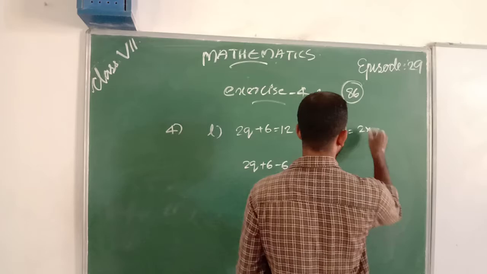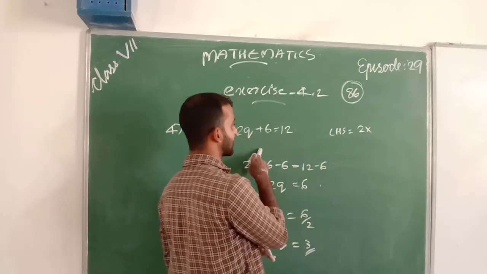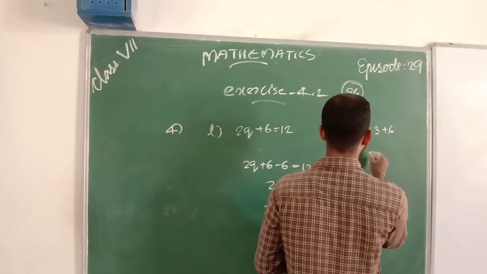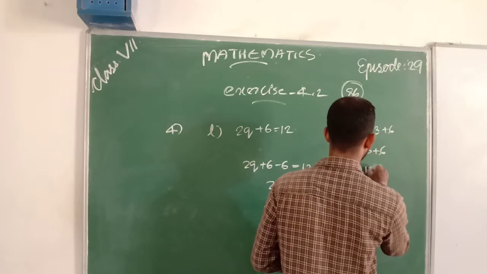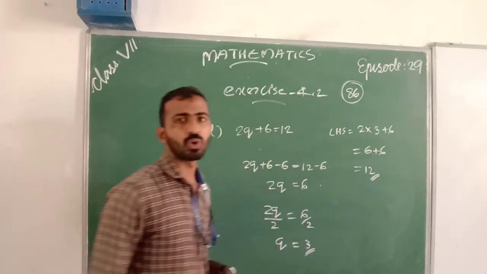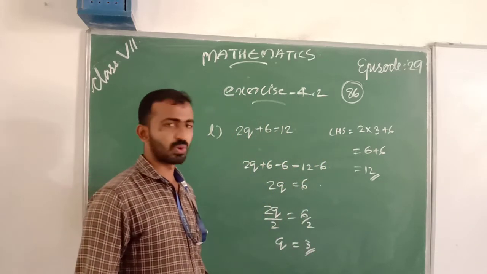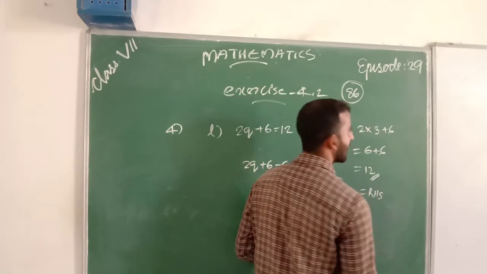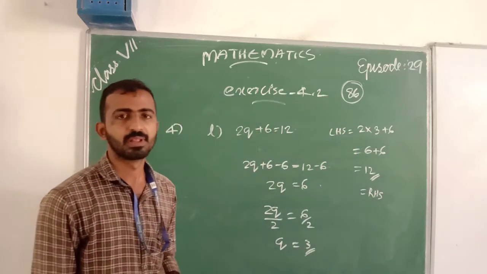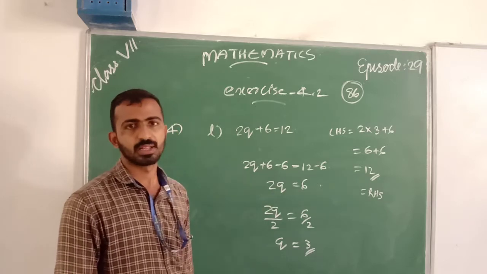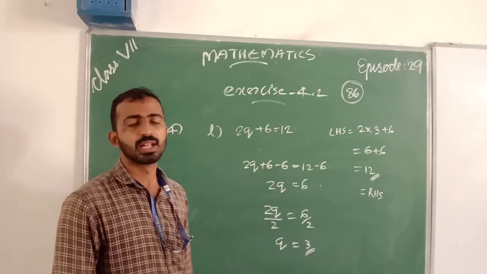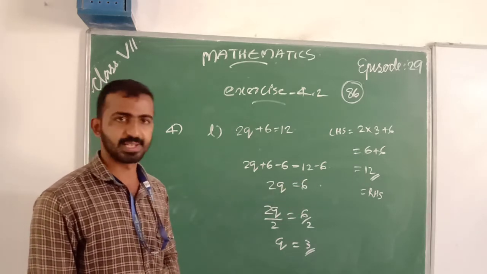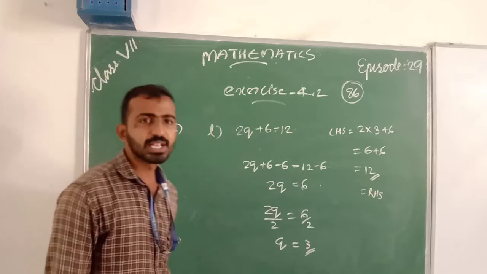We can check. Our LHS is 2q plus 6. So 2 into 3 plus 6, that is 6 plus 6 equal to 12. That is RHS. Is it? Yes.